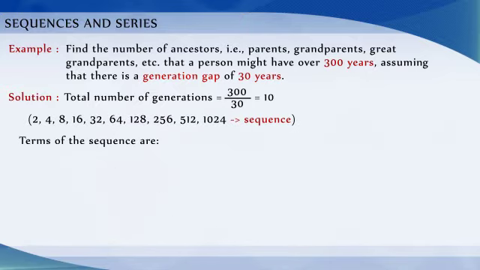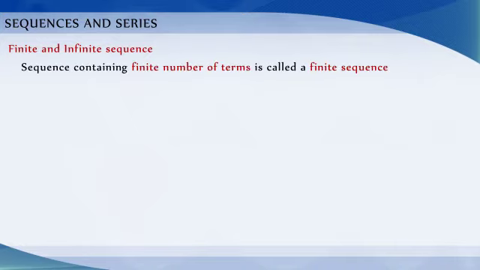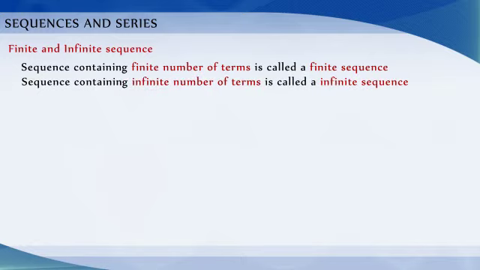Now, the terms of the sequence are a1 is equal to 2, a2 is equal to 4, a3 is equal to 8, etc., and a10 is equal to 1024. The nth term of the sequence is called the general term of the sequence. Finite and infinite sequence. A sequence containing a finite number of terms is called a finite sequence, and a sequence containing an infinite number of terms is called an infinite sequence.